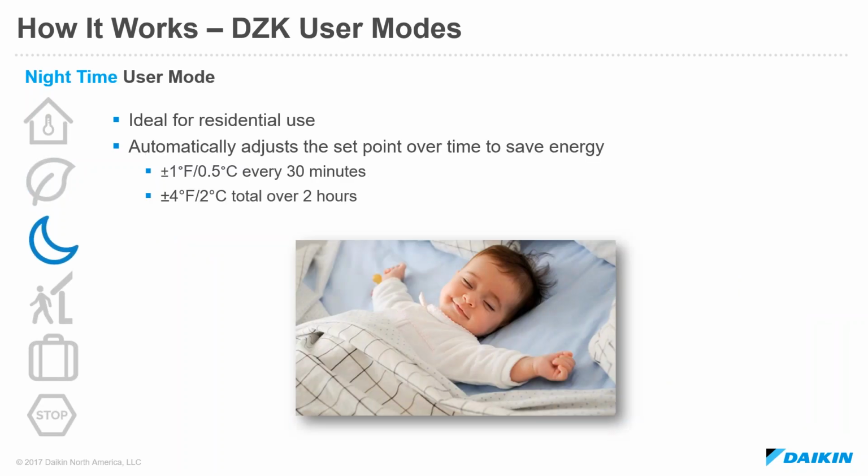There's a nighttime user mode. This is really more ideal for residential use, but essentially the nighttime user mode automatically adjusts the set point of the system over time, again with the idea of saving energy once the homeowner has gone to sleep. So what you'll see in the nighttime user mode is that every 30 minutes, the DZK will adjust the cooling set point up by 1 degree. So that just means over a total of 2 hours, the set point will increase 4 degrees in cooling. Similarly, in heating mode, it will decrease the set point to these lower, more energy efficient operating points.